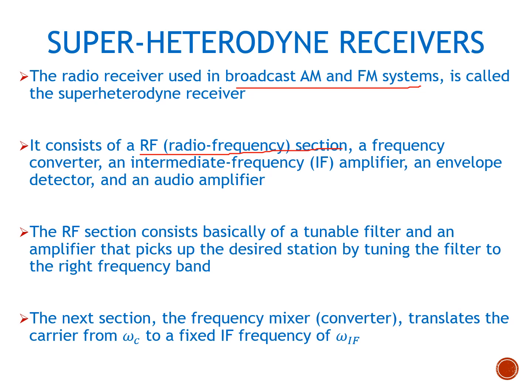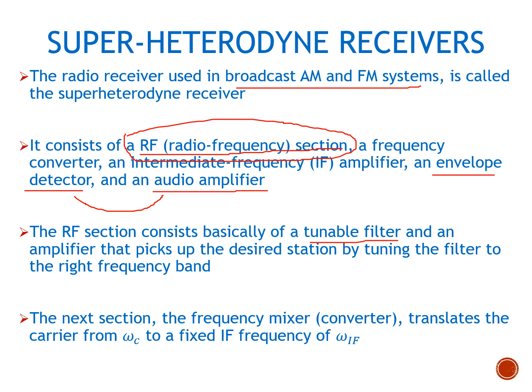After that we have an envelope detector to detect the signal, and after the envelope detector the signal is converted into an audio signal, so we need an audio amplifier as well. The RF section consists of simply a tunable filter and an amplifier. It picks up the desired station by tuning the filter to the right frequency band.